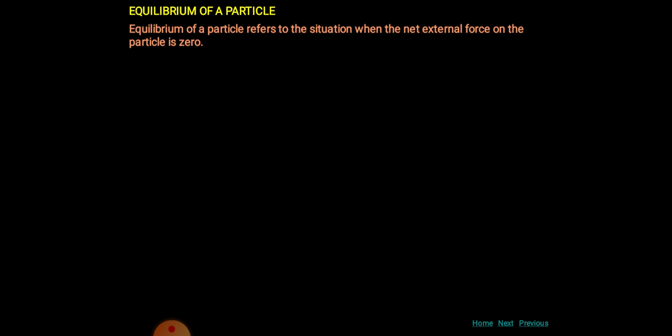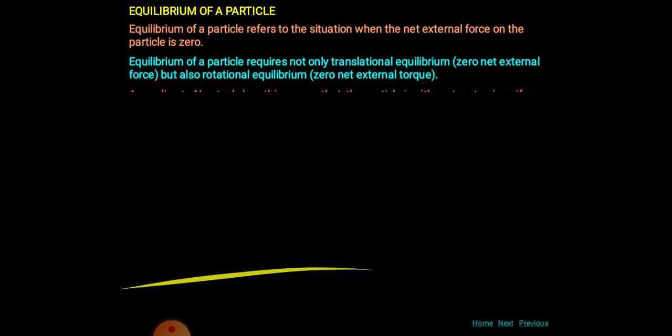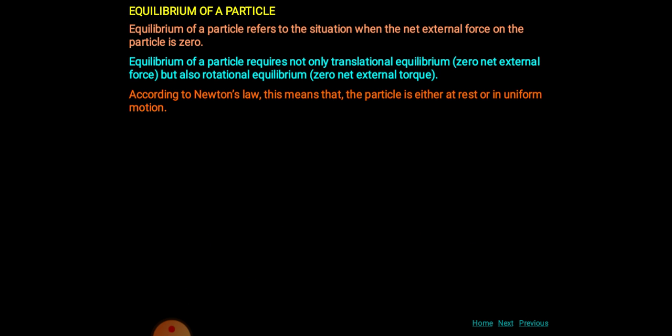So the equilibrium of particle refers to the situation when the net external force on the particle is 0. We will discuss according to Newton's laws. This means that the particle is either at rest or in uniform motion. Here we will see F1 and F2. We have taken two forces F1 and F2, and if we see, they are in opposite direction.